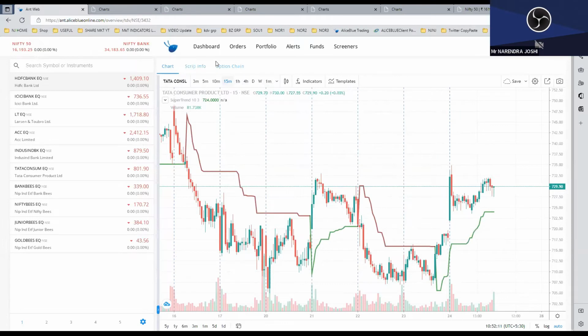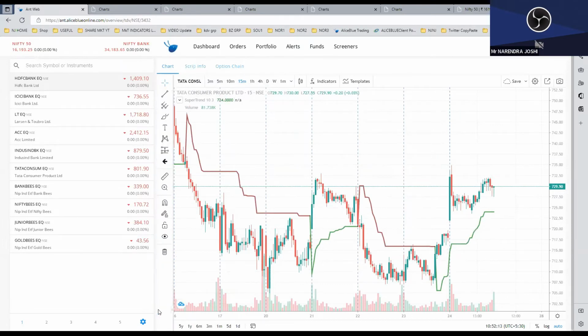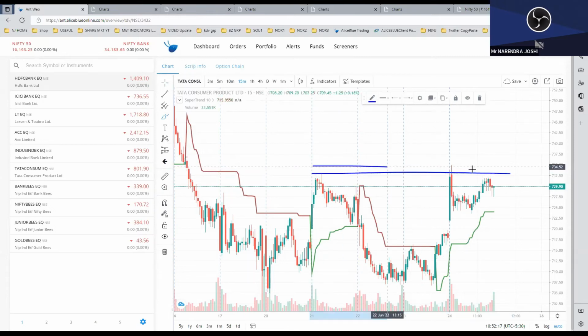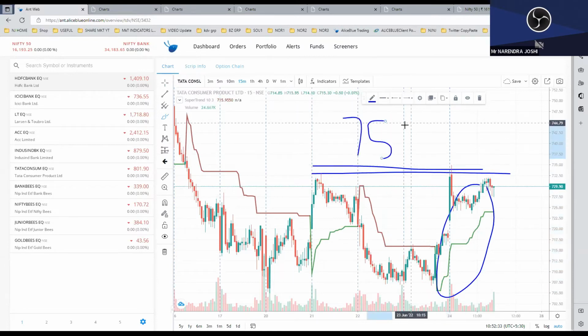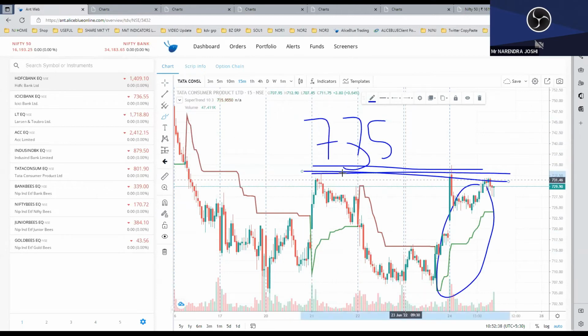Now see, we are coming on the 15-minute chart. Now see, this is the level of resistance. Now what is the Super Trend? As per the Super Trend, what is the trend of the market? It is up only. So if the stock is breaking this resistance, then you have to buy. You have to buy Tata Consumer above 735. 735 is the level where you are getting a resistance on the chart.